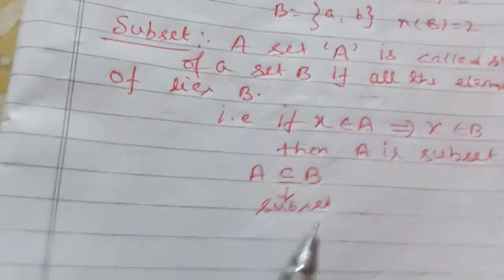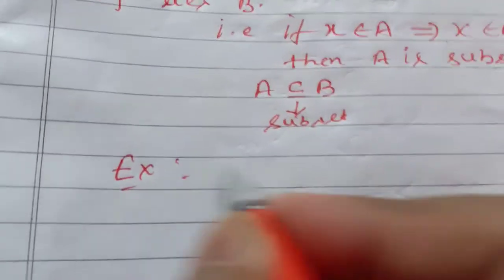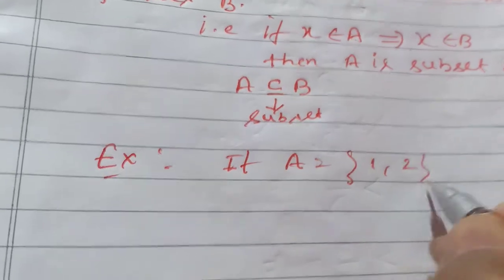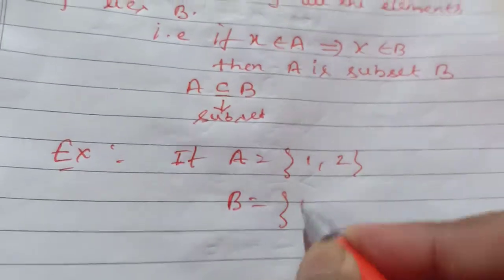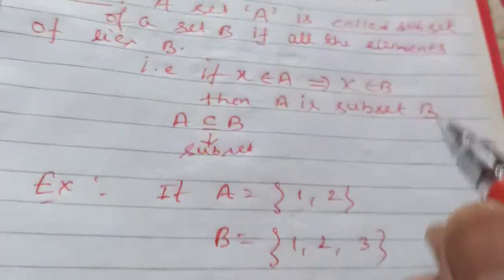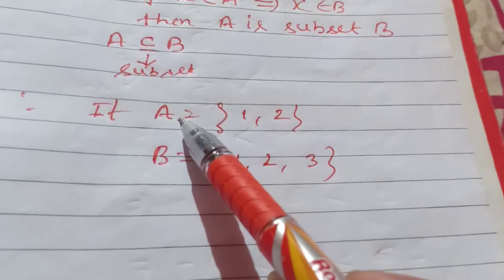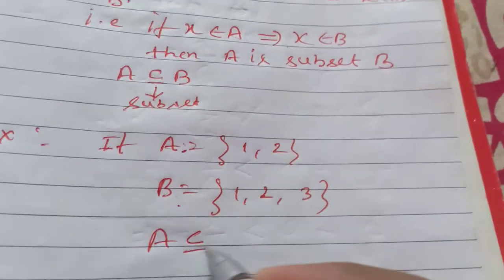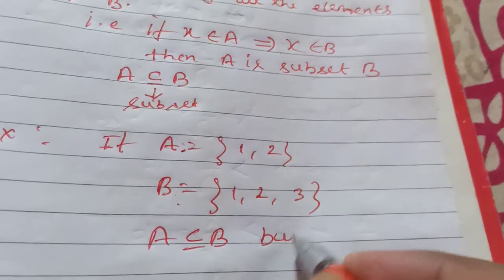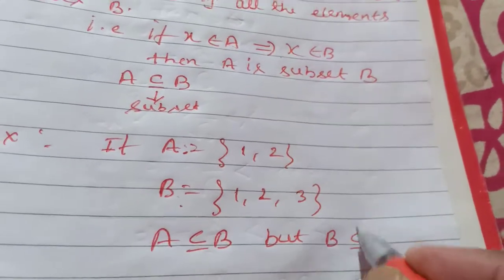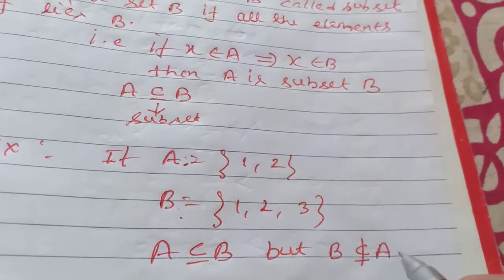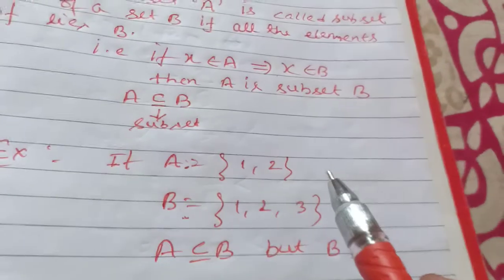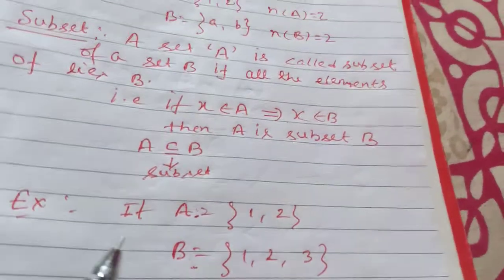For example, if A is equal to {1, 2} and B is equal to {1, 2, 3}. Here we see that all the elements of A lie in B. Therefore A is a subset of B. But B is not a subset of A, because all the elements of B do not lie in A. This is the definition of a subset.